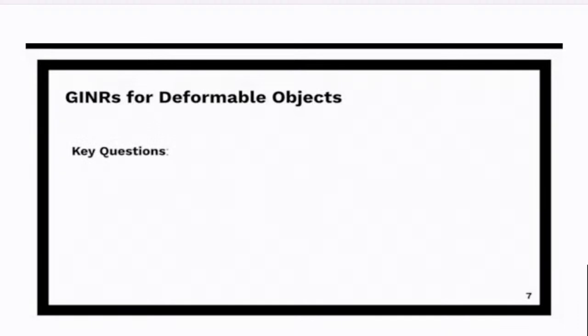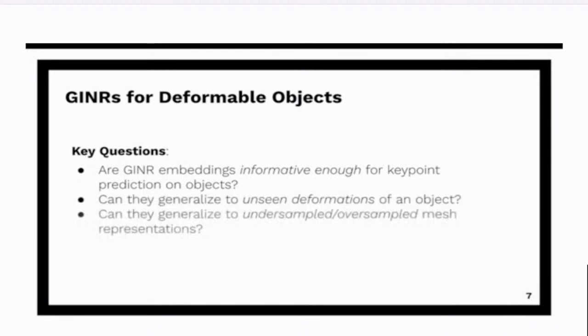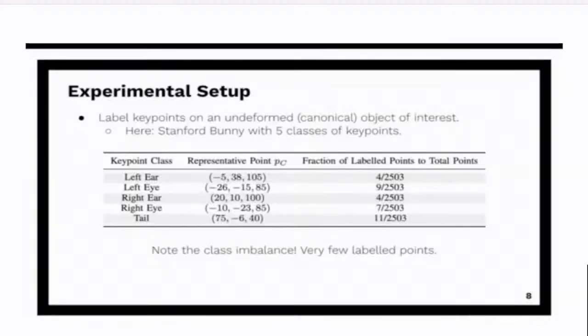Our project seeks to answer the following key questions. Are GINR embeddings informative enough for key point prediction on objects? Can they generalize to unseen deformations of an object? And finally, can they generalize to undersampled or oversampled mesh representations?